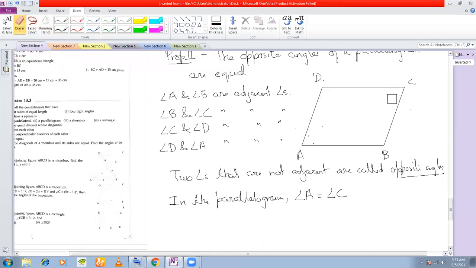Also, what are the other two angles that are opposite? Angle B is opposite to which other angle? It is opposite to this angle. So angle B is equal to angle D. So you see these two angles here, this angle is equal to this angle. These two angles must be equal, and these two angles must be equal in a parallelogram. You understood, everyone? Yes, sir.